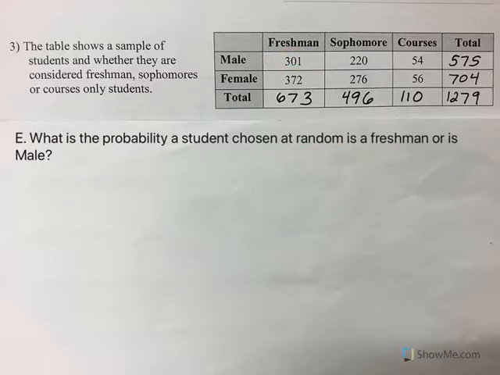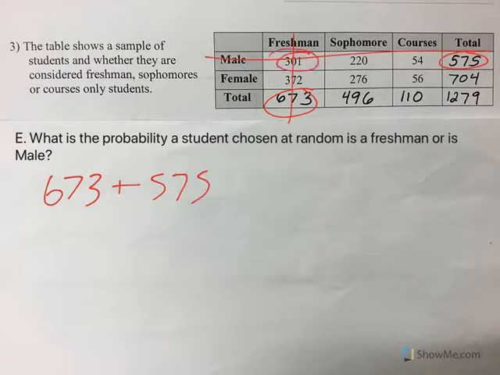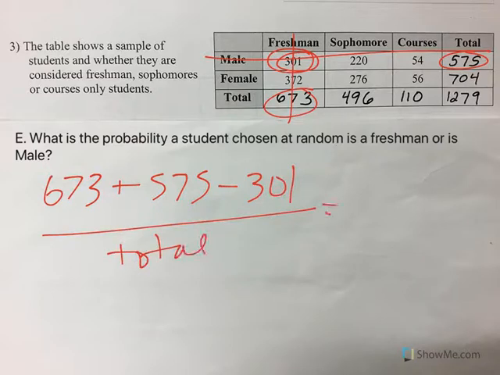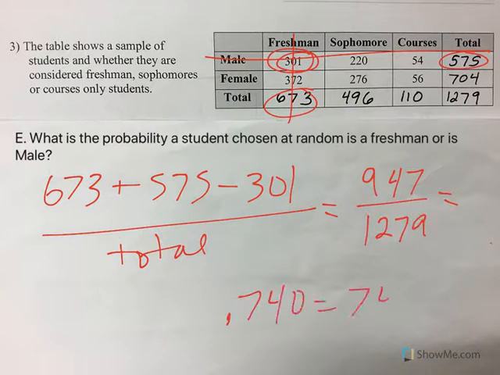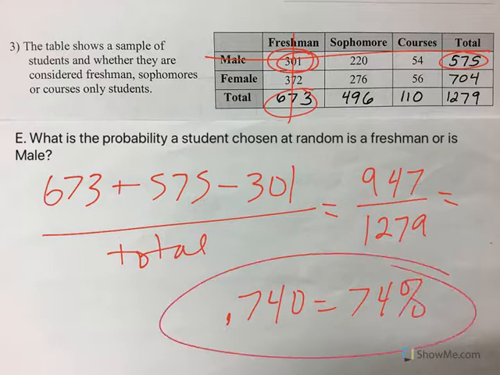What's the probability a student chosen at random is a freshman or male? Okay, so we take the freshman, 673. We add the males, 575. And remember, if you look at those 2 columns, we overlapped the 301. So when I add and subtract the overlap, I get 947 divided by 1279, which is 0.740 or 74%.